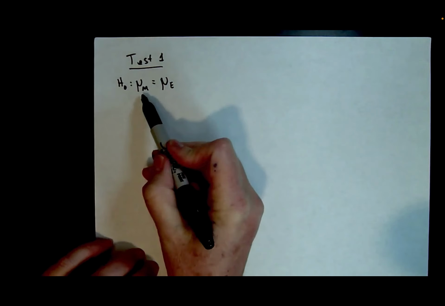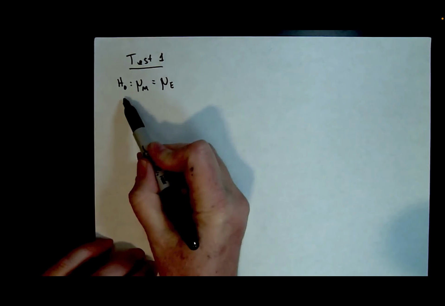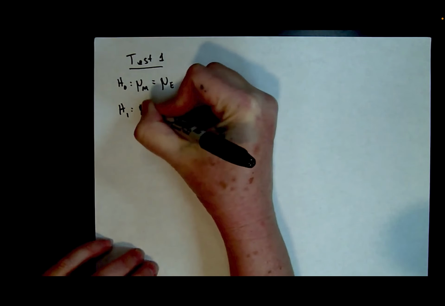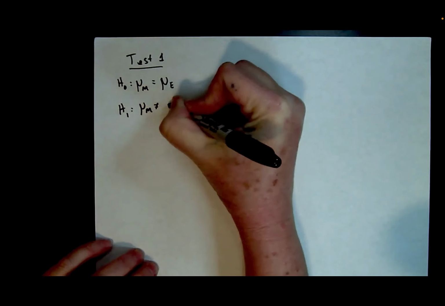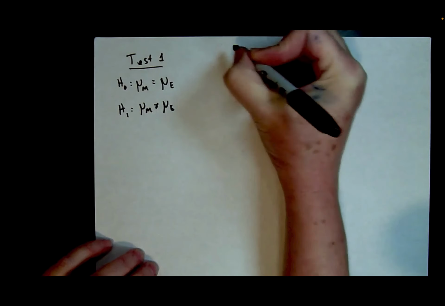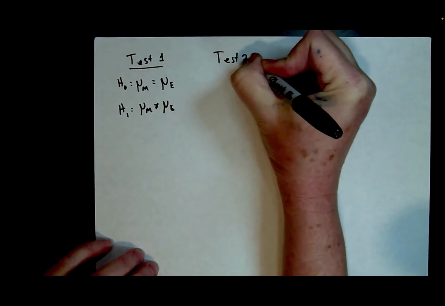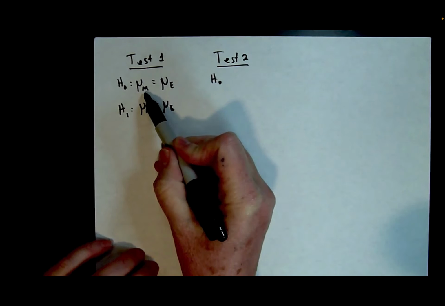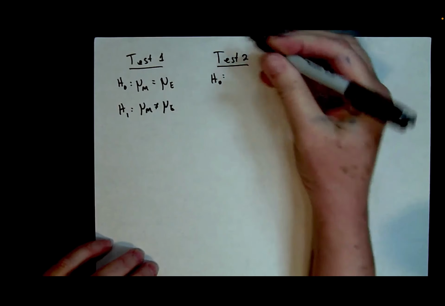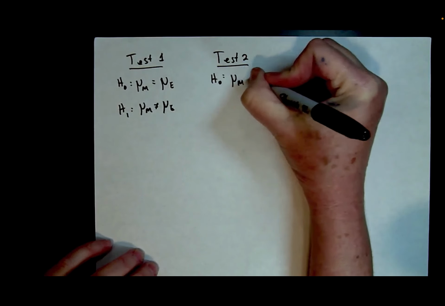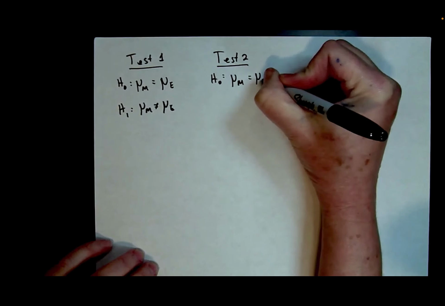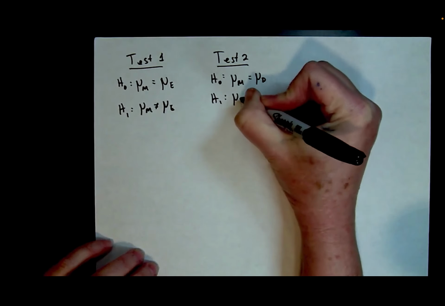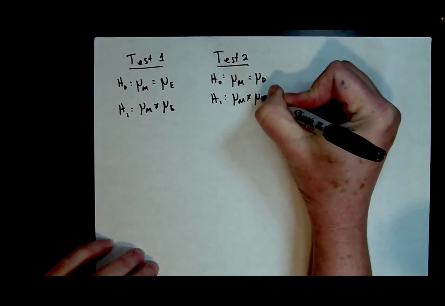So if you're comparing the results with medicine versus exercise, the null hypothesis would be that the mean blood pressure reduction is the same. The alternate hypothesis would be that they're not the same. Then you'd have another test in which we compare the medicine results with dietary results. So H naught would be that the mean blood pressure reduction using medicine is the same as with diet. The alternate hypothesis would be not the same.